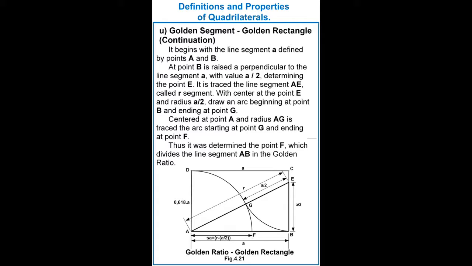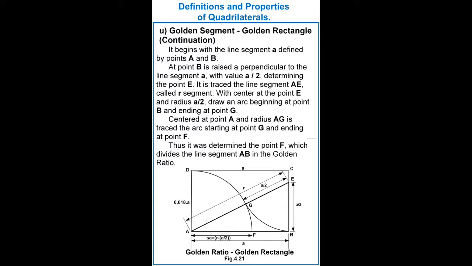This slide shows the construction of the golden rectangle in detail. Initially, a straight line segment is drawn and defined by points A and B. At the point B, one perpendicular to the straight line segment AB is raised equal to half of the dimension of the segment of the straight line AB, determining the point E. Next, the straight line segment that joins the already established points A and E is drawn, called the straight line segment R. We center at the point E, and with a radius equal to the dimension of the straight line AB divided by 2, we draw an arc beginning at the point B and ending at the point G.